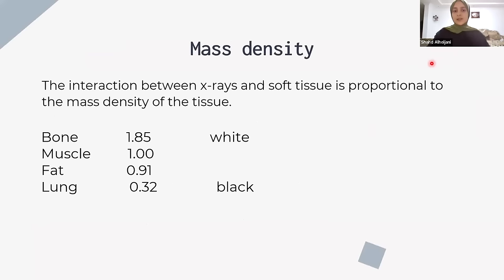Okay, so the mass density, there is a difference because there's an interaction between the x-rays and soft tissue, which is proportional to the mass density of the tissue. So the muscle will be one. You compare everything to the muscle. When you say something is hyperdense, hypodense, or anything, you're comparing it to the muscle. The bone is 1.85, appearing white because it's more attenuating. And then the fat will be 0.91. The lung will be 0.32, which is black. So this is called mass density for the specific structures in the human body: bones, muscle, fat, and lung.